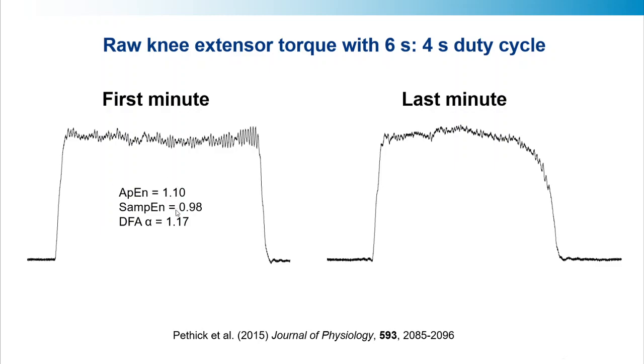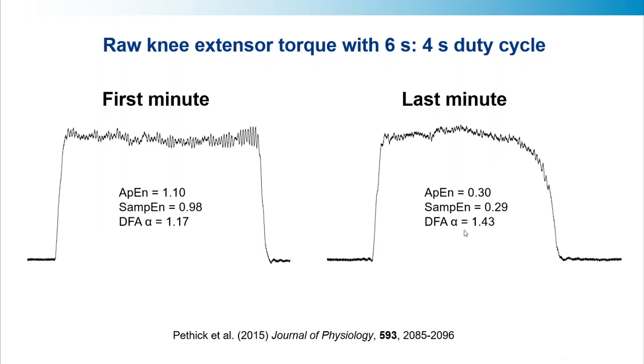ApEn is 1.1, SampEn is 0.98. If you've got enough data, these two will be very close to one another and will share the same pattern in terms of any changes. And then DFA alpha is close to pink noise in this case. And then in the last minute, around the point of task failure, ApEn has dropped to 0.3, SampEn has dropped to 0.29, so you see a correspondence between those two, and DFA has moved towards Brownian noise.